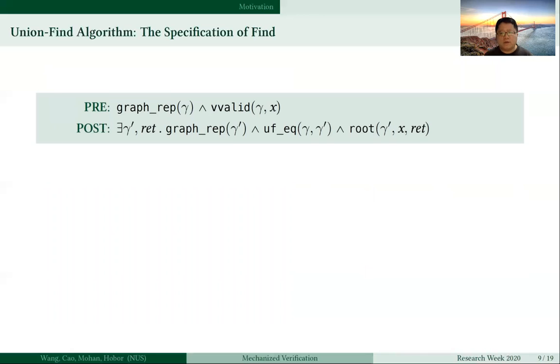Now, how to specify the behavior of this program and how to prove it? We treat it as a graph. Given a mathematical graph gamma and its memory representation graph_rep, given a valid vertex x of gamma. After the execution of find, we get gamma prime, another graph, which is equivalent to gamma in some sense. And the return value is the root of x in gamma prime.